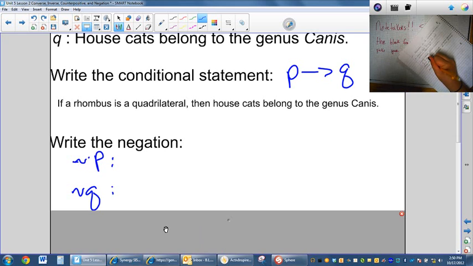So when we negate P, what do we get? I'm not saying a rhombus is not... Yeah, a rhombus is not a quadrilateral. It's amazing, at the start of the day, I cannot spell quadrilateral.